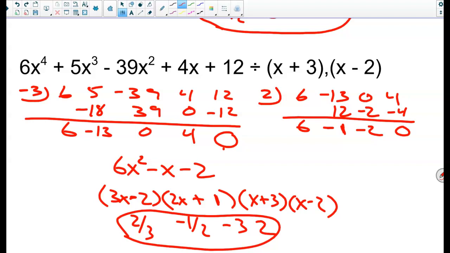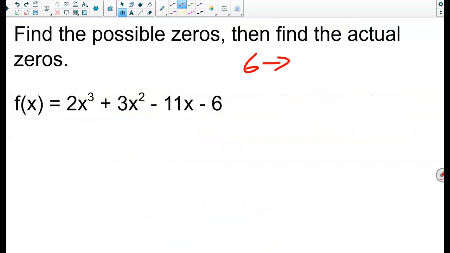So if you can't get to the 2/3, just set 3x minus 2 equals 0 and solve for x. Set 2x plus 1 equal to 0 and solve for x. Essentially what I have to do here is get the factors of the constant and the factors of the leading coefficient. These are the factors of the constant. These are the factors of the leading coefficient.